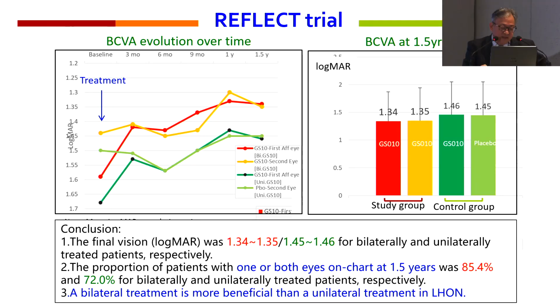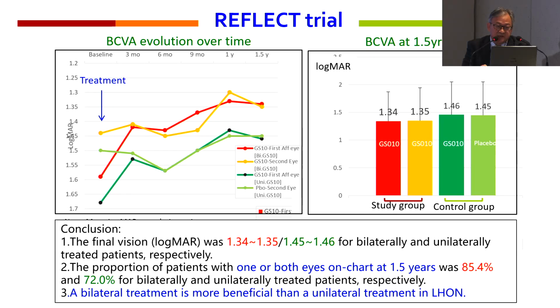The red line is the first affected eye. You can see that over the treatment, there's a large improvement in the end. The orange line is the second affected eye, which has also shown a moderate improvement. The dark green line is the first affected eye in the control group, which showed a moderate improvement. And the light green line is the second affected eye in the control group, which shows a mild improvement. But the interesting part is that both eyes in each group finally reach a similar final vision. And the study group shows a better outcome than the control group.